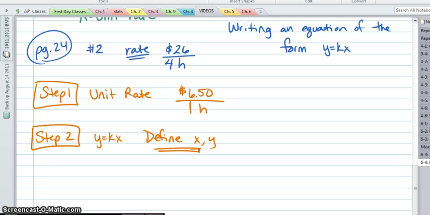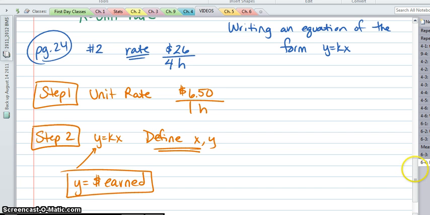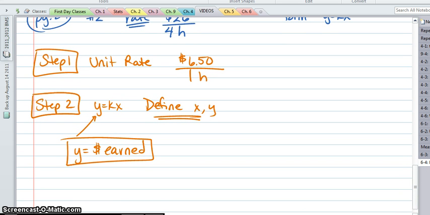But let's go back to the statement. It says write and solve an equation to determine how much Gloria would earn. Okay, so we're trying to figure out how much she's going to earn. That's what we're calculating, so that's going to represent y. Money earned. We always want to know what it is our variables represent, otherwise the problem won't make much sense. It says how much Gloria would earn after babysitting 25 hours. So we're talking about a number of hours. That is going to be x. I am not going to work with the number 25 yet. Okay, that comes after we have the equation. So step 2, define x and y.